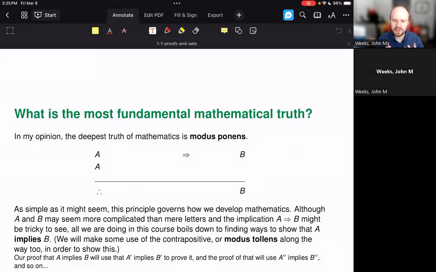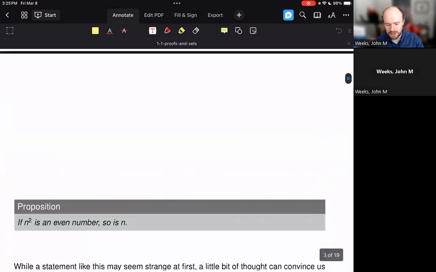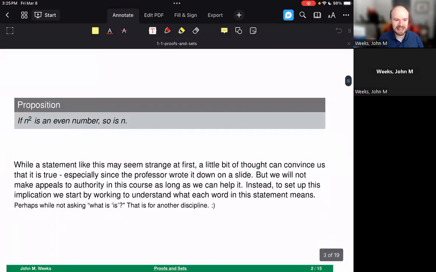And I want to show you a little bit of an example in which we are using this sort of modus ponens. And that's in propositions like this: if n squared is an even number, then so is n. Now, this is something that maybe is not quite obvious at first if you haven't seen this proposition before.